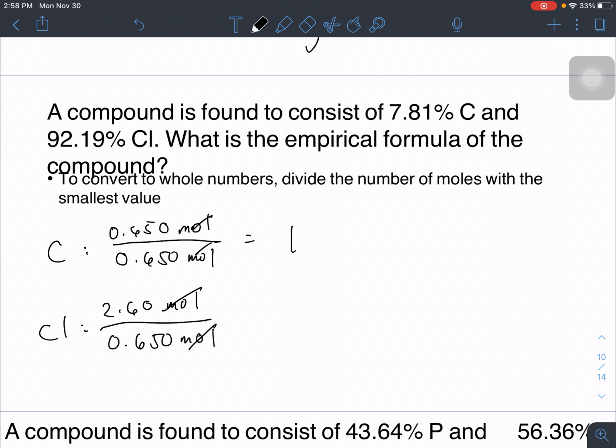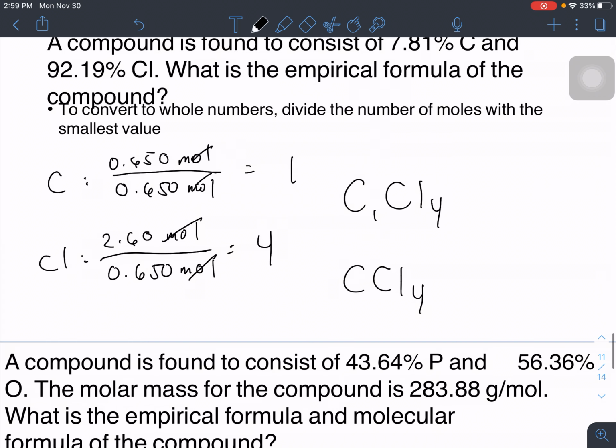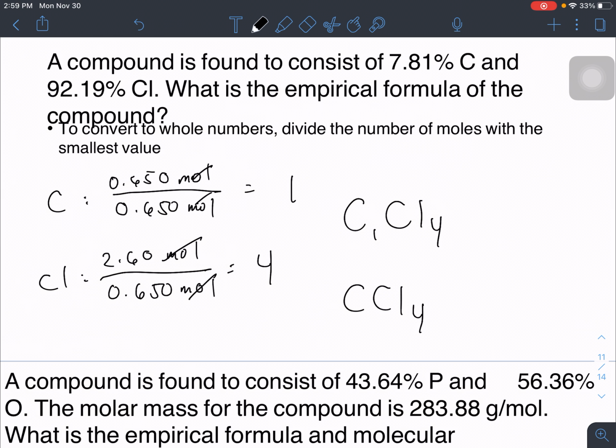This will leave us 4. Hence, our empirical formula is C1Cl4 or CCl4. This describes that the empirical formula, or the ratio of carbon to chlorine in the compound, is 1:4. So this is our empirical formula.